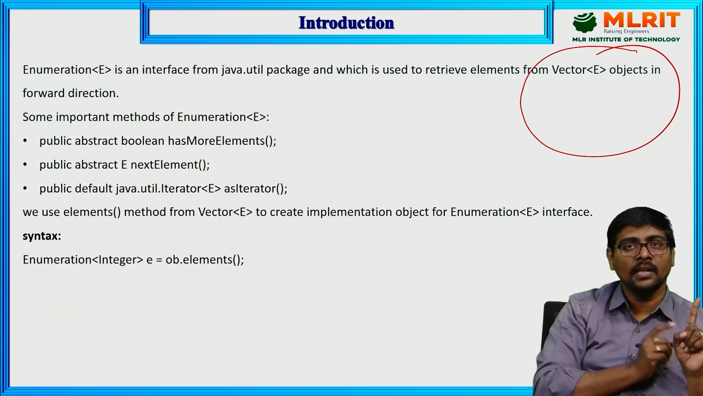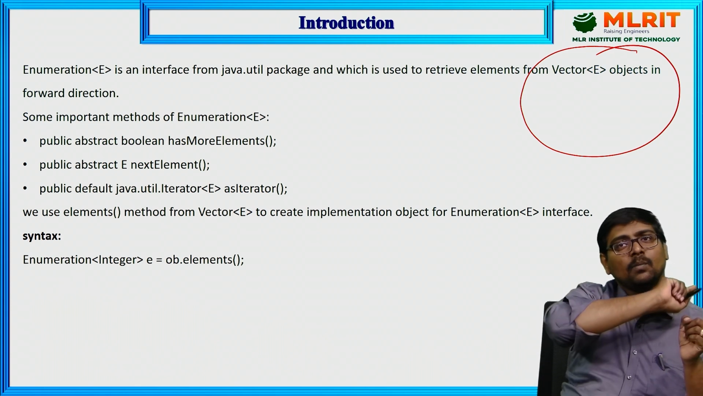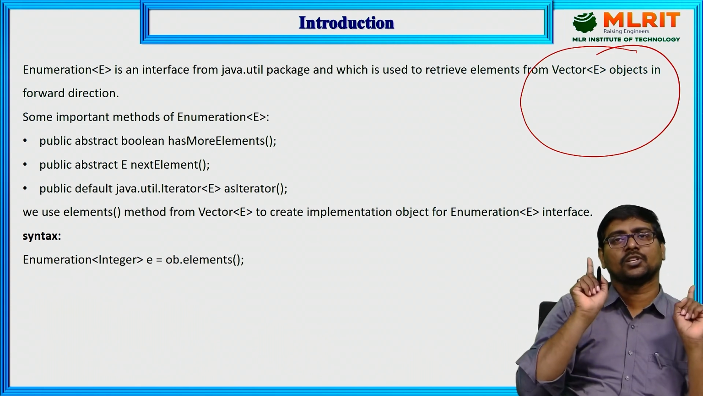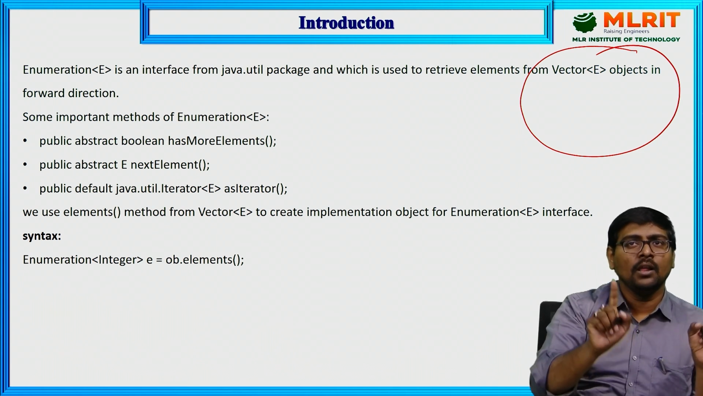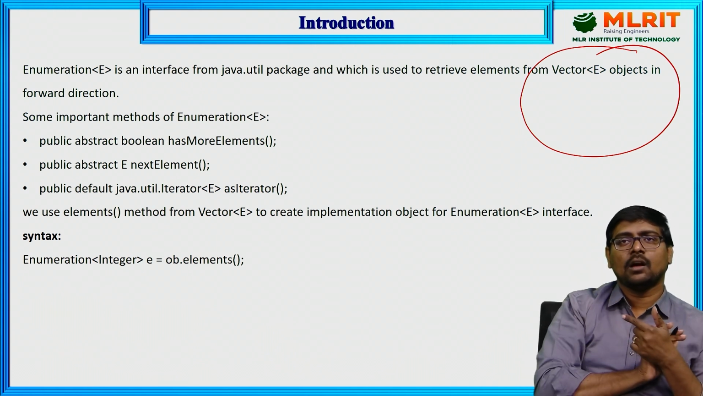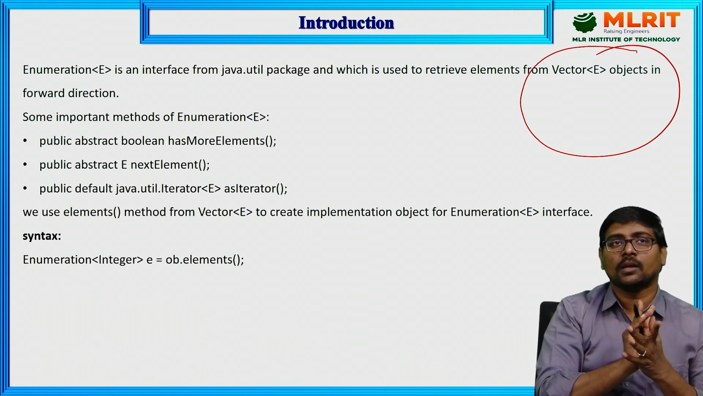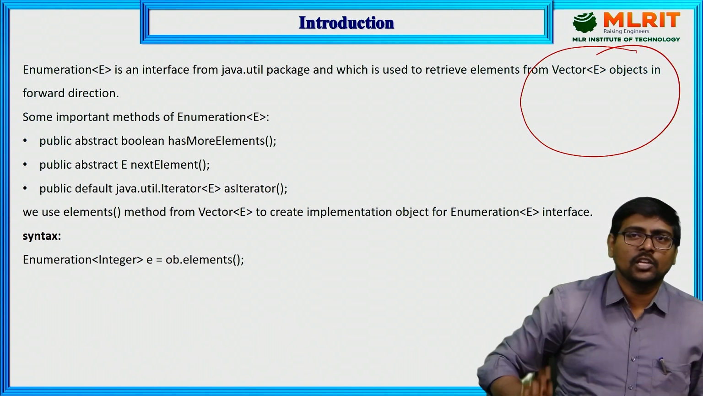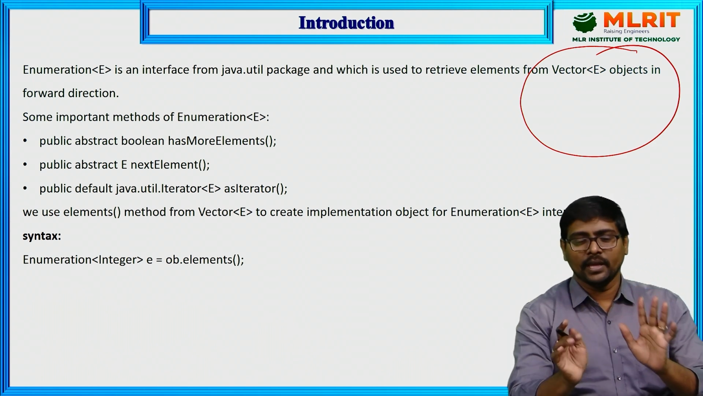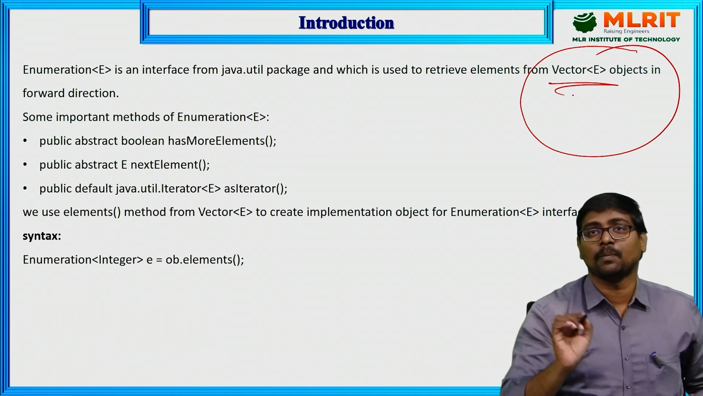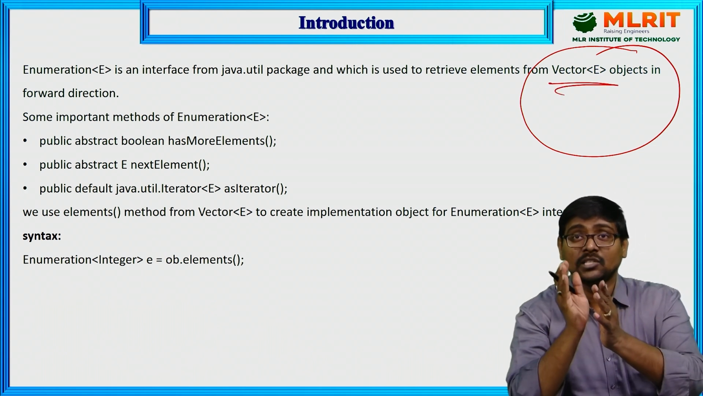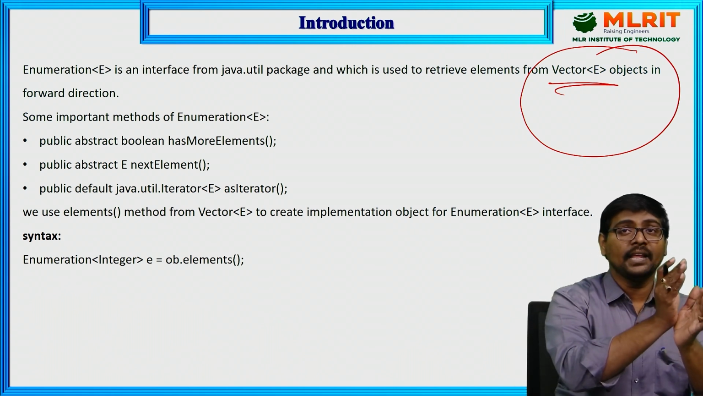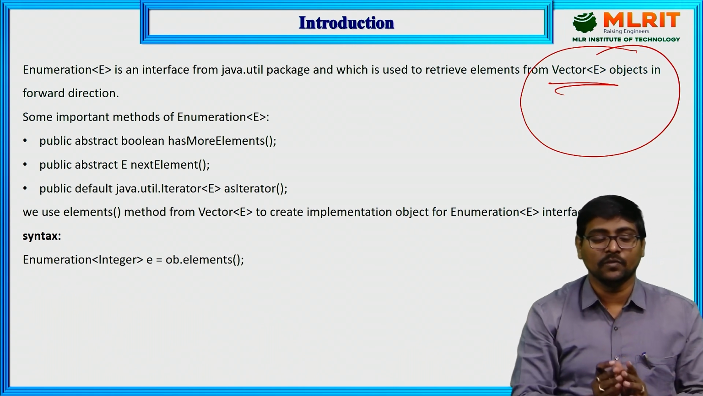But remember, this enumeration is applied only for vector objects. Clear? Iterator is applicable for any type of collection objects. Enumeration is applicable for only vector objects. In forward direction only, everything else is the same. What are the different methods? Observe the comparison between iterator and enumeration, then it is very easy.